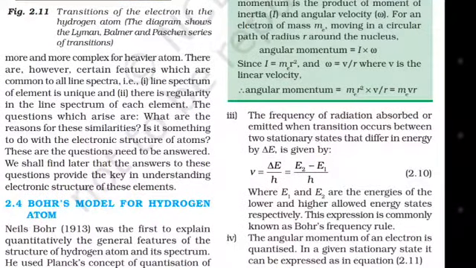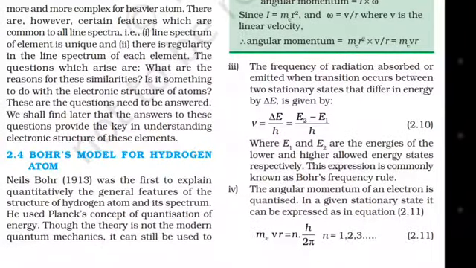Third, the frequency of radiation absorbed or emitted when transition occurs between two stationary states that differ in energy by delta E is given by nu is equal to delta E by h is equal to E2 minus E1 by h. This is equation 2.10. Is this V or is this nu? No, this is nu, not V. So we get here a new formula for nu. Nu is equal to delta E by h is equal to E2 minus E1 by h, where E1 and E2 are the energies of the lower and higher allowed energy states.